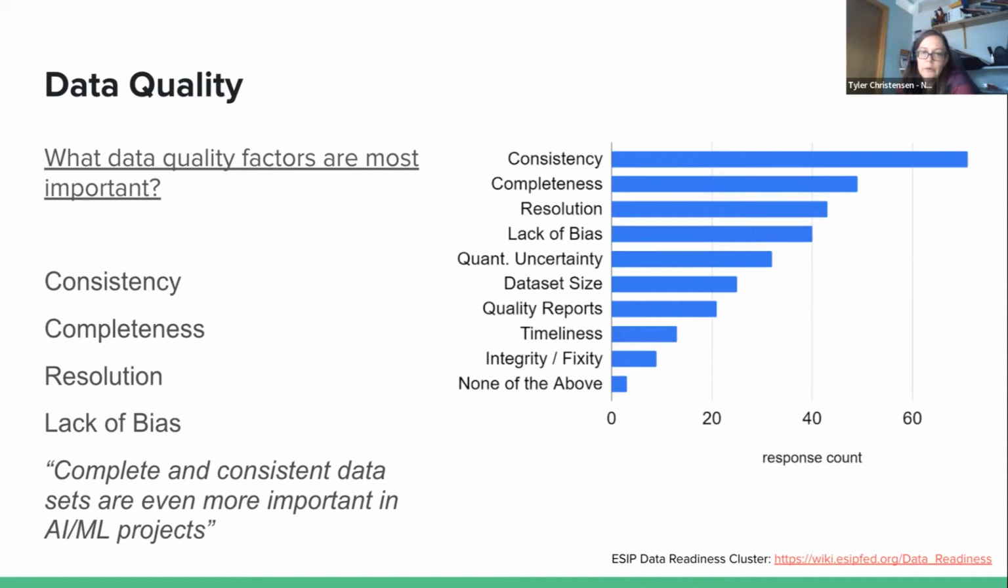Okay, data quality. So which data quality factors are the most important in the usability of a data set? Consistency was by far the most common answer. That means from one time step to the next, or from one data file to the next, the data are exactly the same. They're formatted the same, so that once you've written code to deal with one file, you can use that same code seamlessly with no errors to use the entire data set. So consistency is by far the most important.